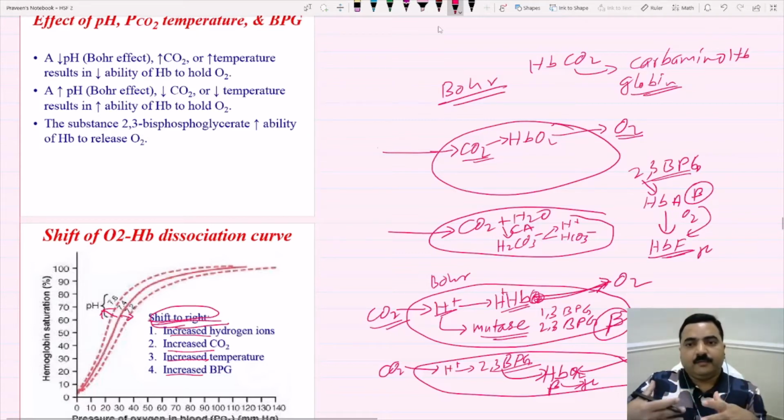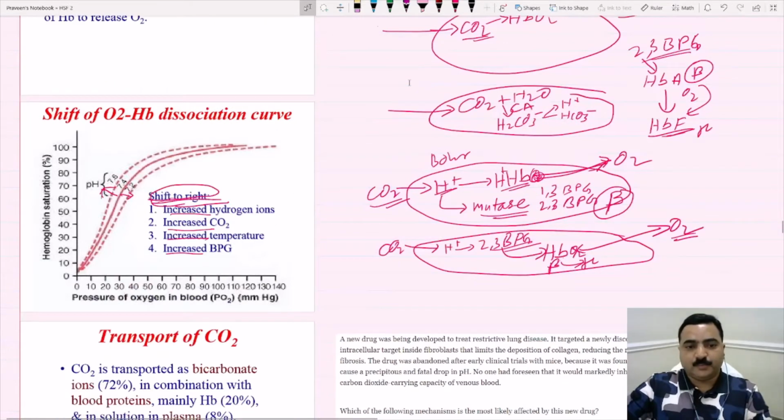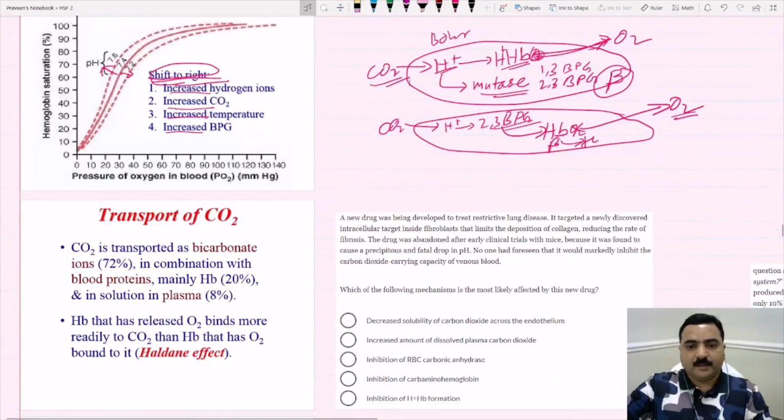All this influence of the carbon dioxide on the oxygen carrying capacity, the oxygen delivering capacity, is called the Bohr effect. The opposite is called the Haldane effect. It is the influence of oxygen on the carbon dioxide. How the oxygen influences the carrying of the carbon dioxide is called the Haldane effect. So now let us discuss carbon dioxide transport. Then we will understand.